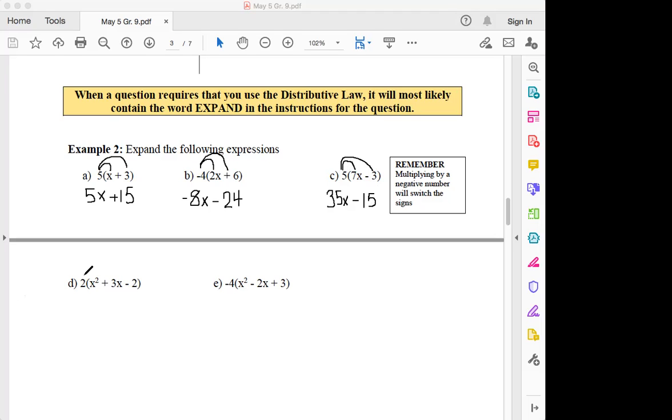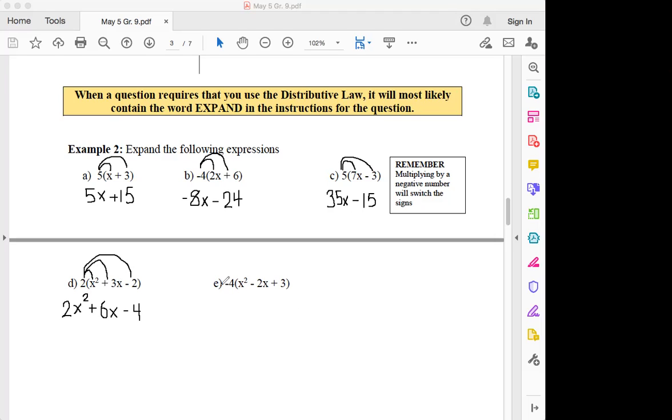We're going to do the same thing here. It's just inside the bracket we have 3 terms this time. So it's just going to multiply all 3 terms. So a rainbow effect here like this. So we're going to do 2 times x squared, which gives us 2x squared. Then we're going to do 2 times 3x, which is 6x. And 2 times -2, which is -4. And there's your answer.